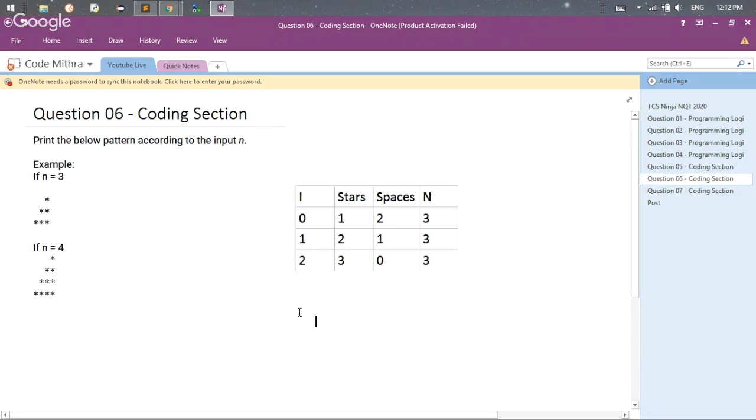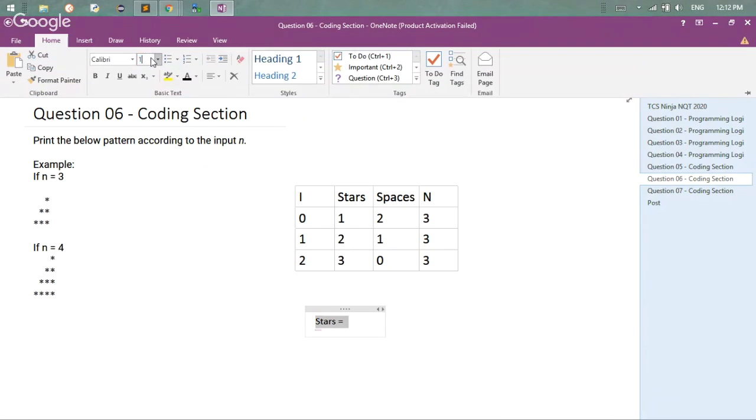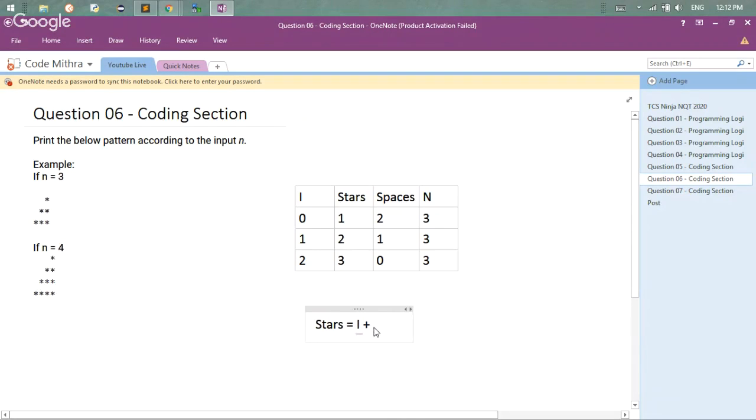So here, the thing is, for stars, how many stars do I need to print in every row? That is a very simple question. I need to print I plus 1. I need to print I plus 1 stars. Okay. And now spaces, how many spaces do I need to print?